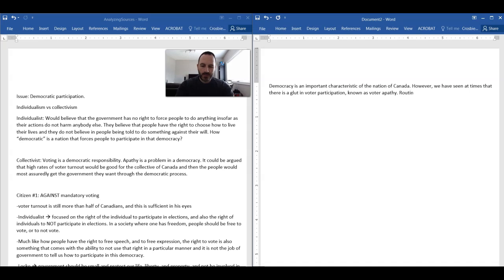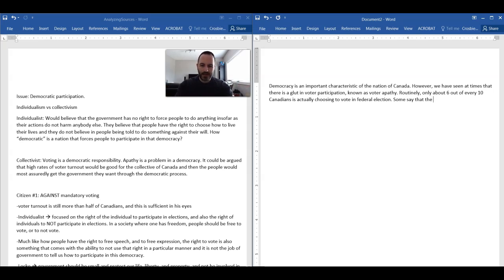Routinely, only about 6 out of every 10 Canadians is actually choosing to vote in federal elections. So here now we're showing how it's an issue, right?